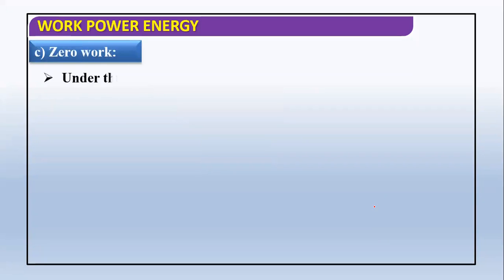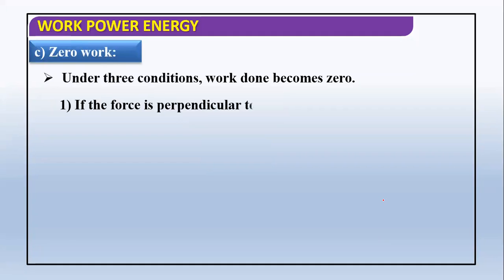Okay, next we will see zero work. So what is zero work? Zero work you can have under three different conditions. If you see the equation of work, what was that? It was Fs cos theta. So if the angle between F and S is 90 degrees, then cos 90 is what? 0. So work done will be 0. This is the first condition: if the force is perpendicular to displacement, then the work is 0.